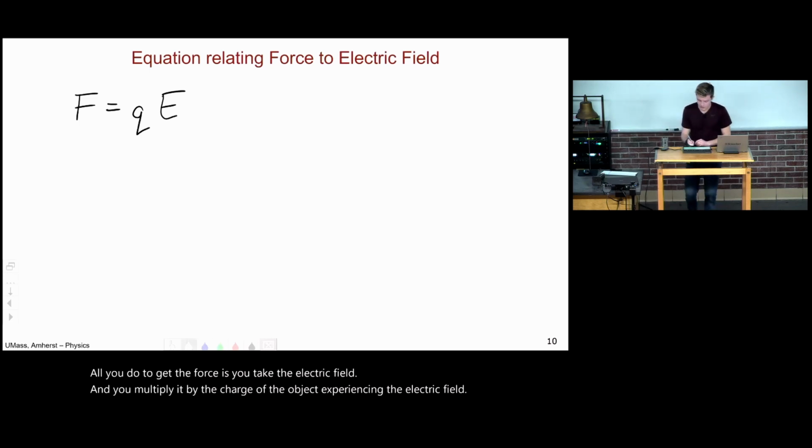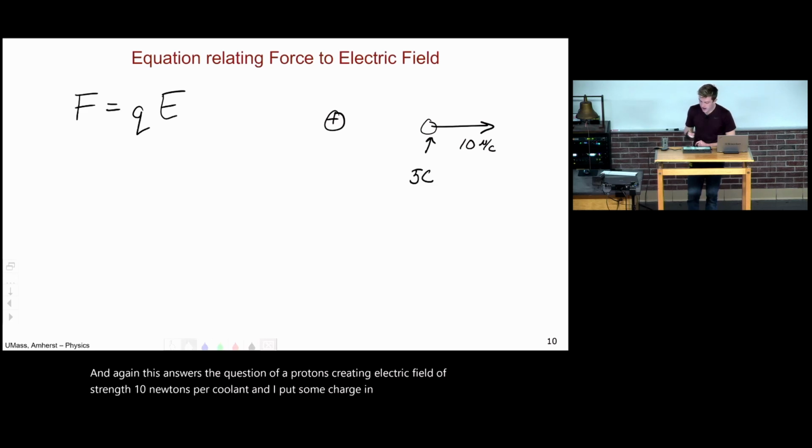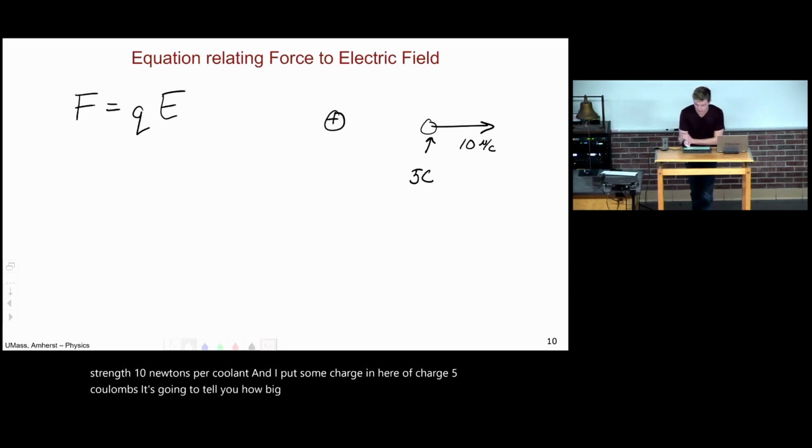And again, this answers the question of a proton creating an electric field of strength 10 newtons per coulomb, and I put some charge in here of charge 5 coulombs. It's going to tell you how big of a force that 5 coulomb charge would feel if you popped it in there.